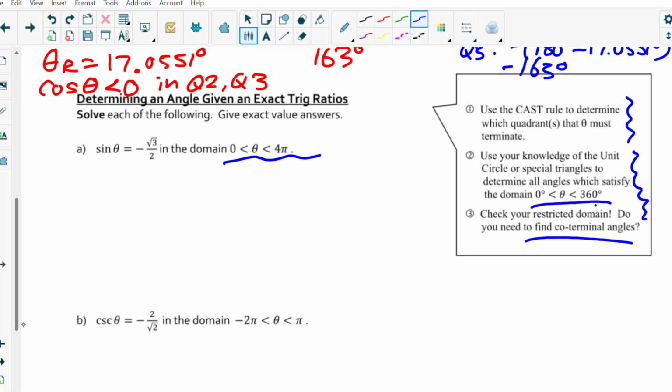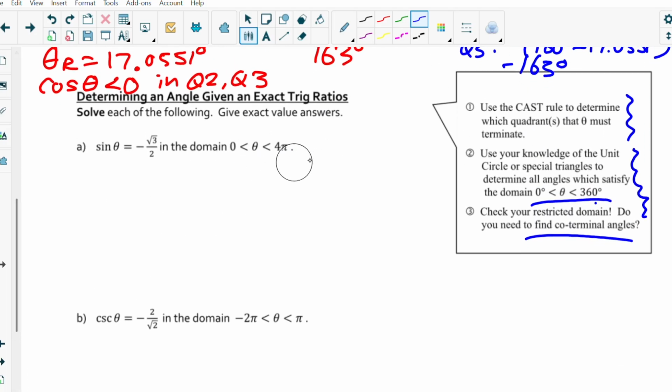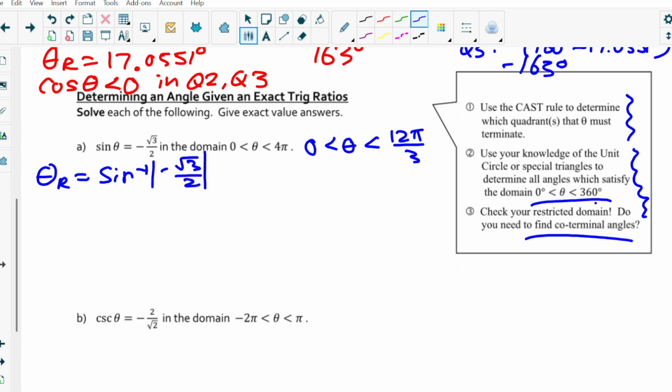Sine of theta equals negative square root of 3 over 2 in the domain. Theta is between 0 and 4 pi. Okay, so I'm just going to look at it this way: 12 pi over 3. This will help me later, trust me. Okay. Theta r, reference angle first, inverse sine of the absolute value of negative square root of 3 over 2.